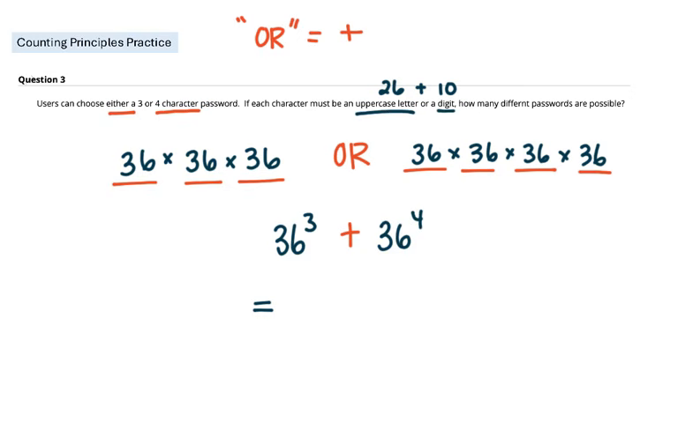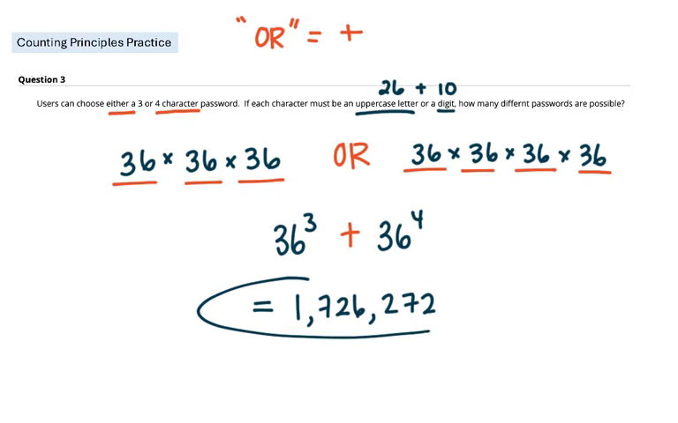Let's see, when we plug that in our calculator, how many total choices we have for passwords. Turns out it's a very big number, 1,726,272 passwords that are either 3 characters long or 4 characters long.